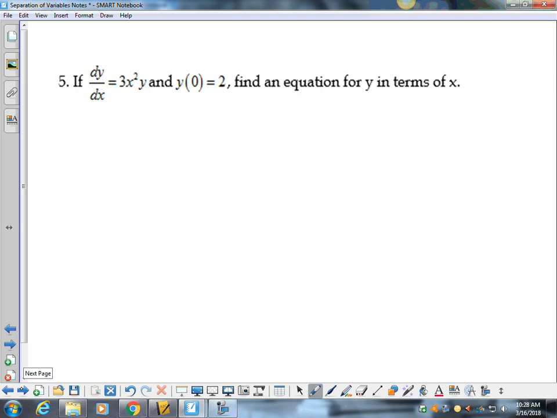Got my dy dx, got my point so I can find my c. I need to first separate my variables. Okay, so how do I do that? Divide by y. So dy over y equals 3x squared dx. And you could write it y to the negative 1 if you wanted to. We had one that was y to the negative 2, and we did that.